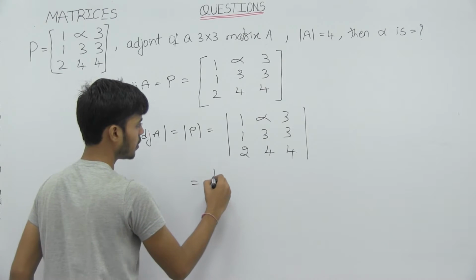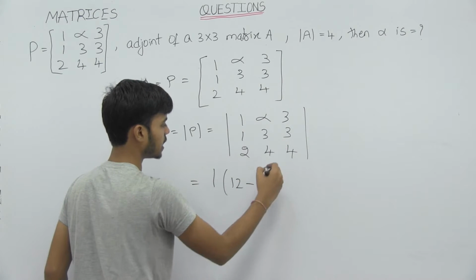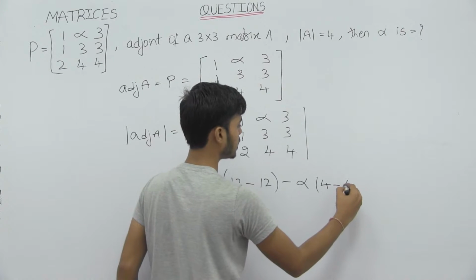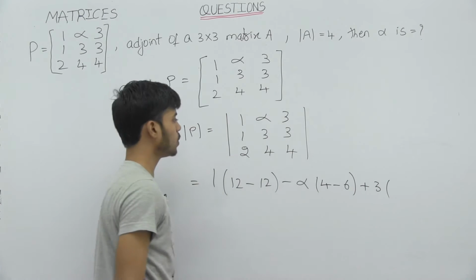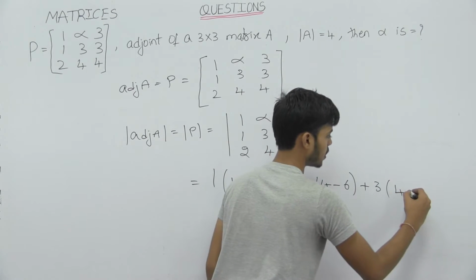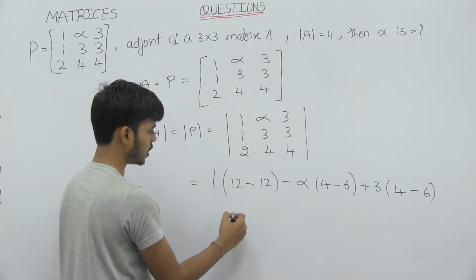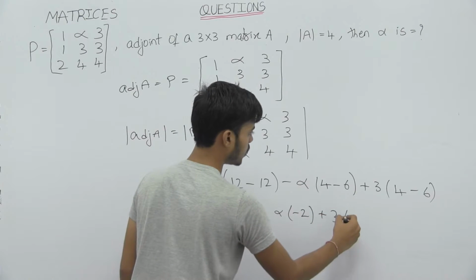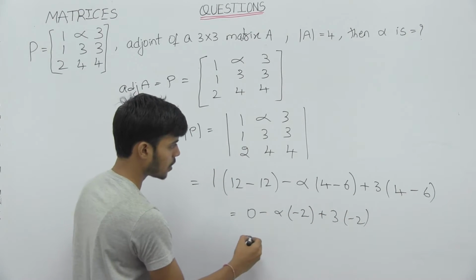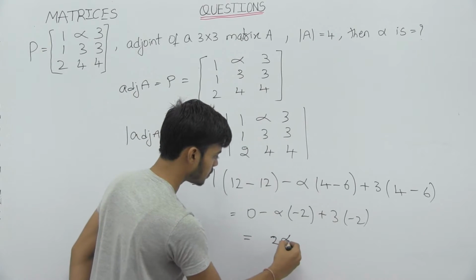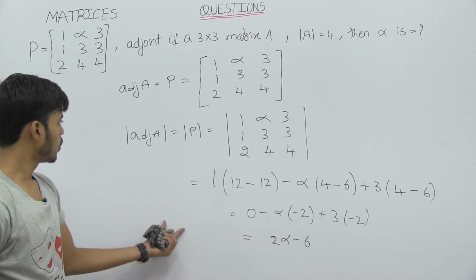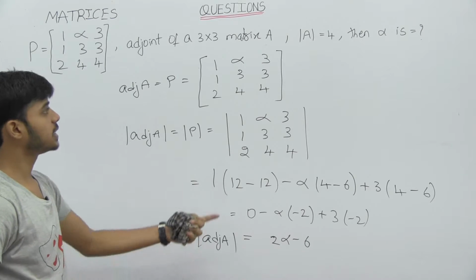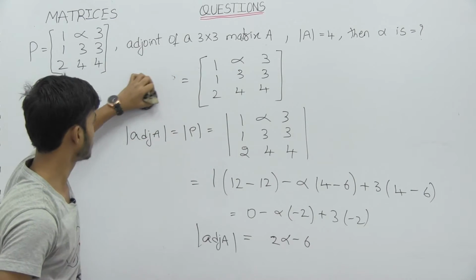So we will simplify this. 1 into 12 minus 12, minus alpha into 4 minus 6, plus 3 into 4 minus 6. First term is 0, minus alpha into minus 2, plus 3 into once again minus 2. So this becomes 2 alpha minus 6. So we get the determinant of adjoint of A is 2 alpha minus 6, and the determinant of A we already know, which is 4.